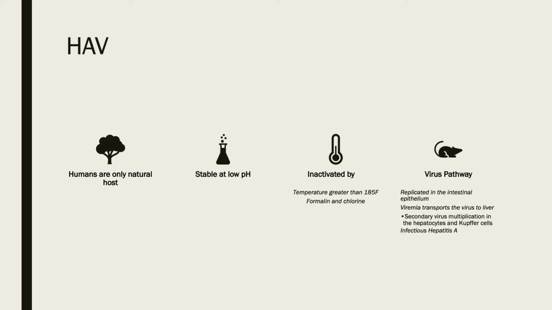Humans are the only known natural host. It is stable at low pH and inactivated at high temperatures, so temperatures greater than 185 Fahrenheit. It's also inactivated by formalin and chlorine. The virus pathway, which I will go into more detail on: it is replicated in the intestinal epithelium. Viremia transports the virus to the liver, and secondary virus multiplication occurs in the hepatocytes and the Kupffer cells. And then it is infectious hepatitis A.